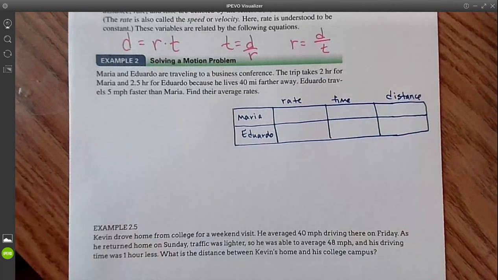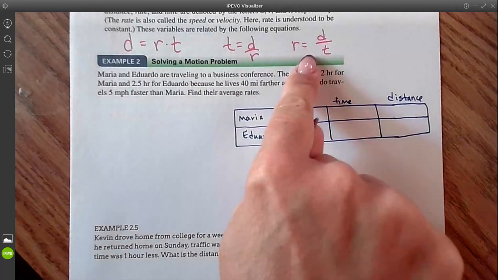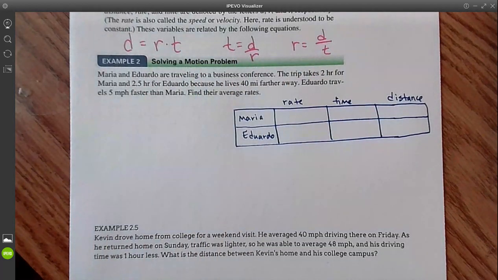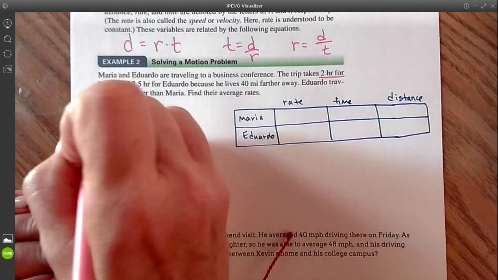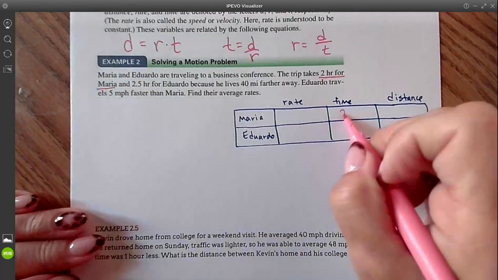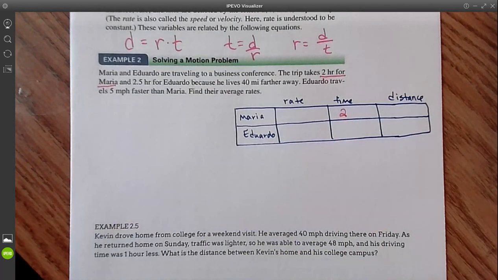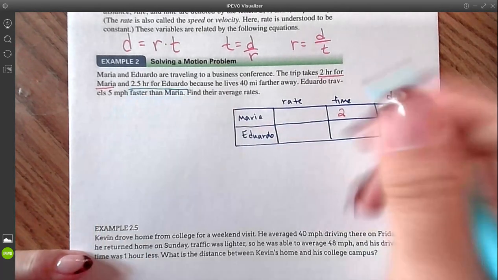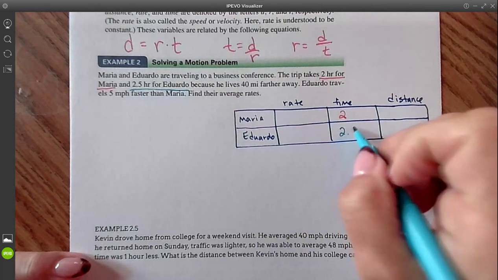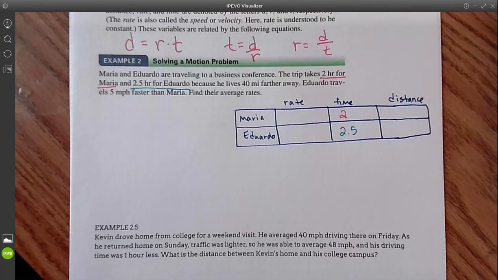Usually when we're solving these, what we will do is fill in two of the columns and then use one of these equations to fill in the third column. So let's see what information we are given. The trip takes 2 hours for Maria. So Maria's time is 2 hours, but it takes 2.5 hours for Eduardo because he lives 40 miles further away. So 2.5.